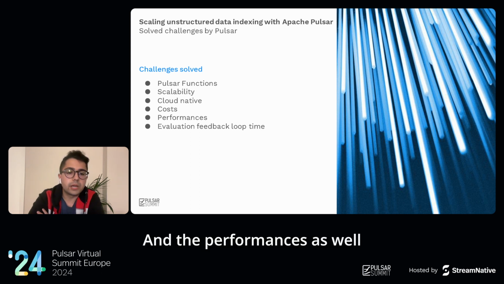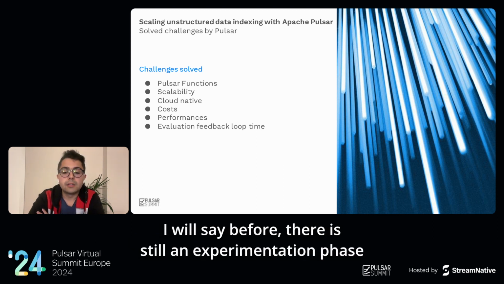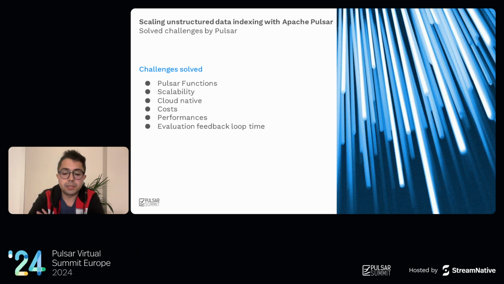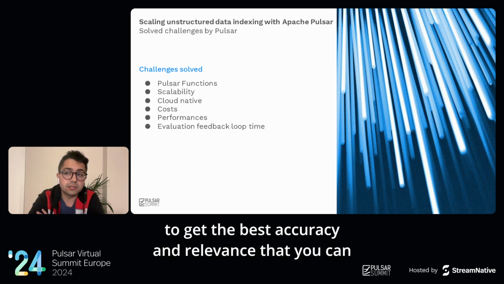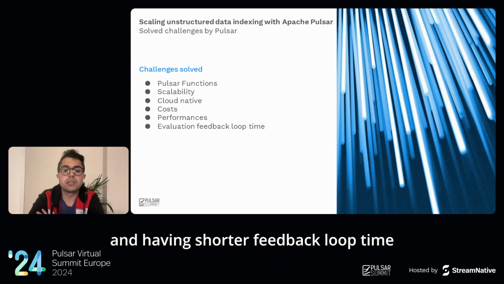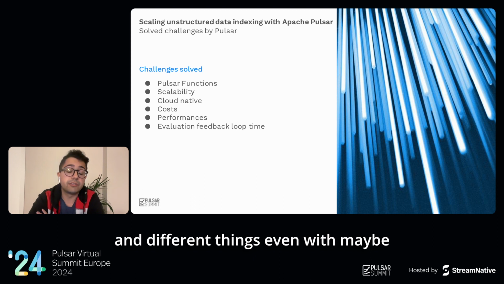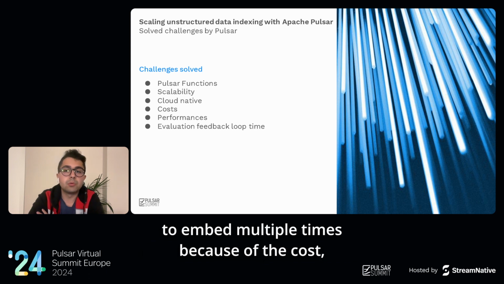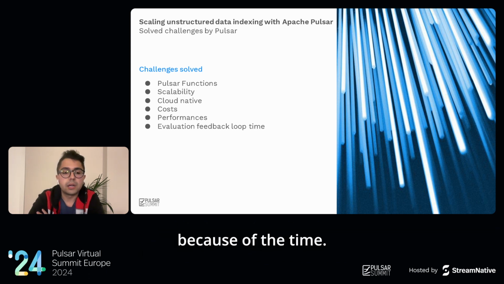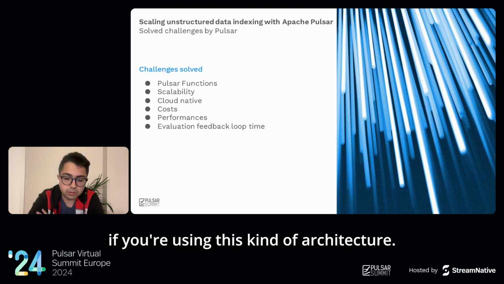And performance as well comes with costs and scalability and evaluation feedback loop time. As I was saying before, there is still an experimentation phase for generative AI workloads and RAG in general, when you want to try different settings to get the best accuracy and relevance that you can. And having a shorter feedback loop time means that you can try multiple and different things, even with the real production data that you might not want to embed multiple times because of the cost, because of the time. And this is a solved challenge if you're using this kind of architecture.